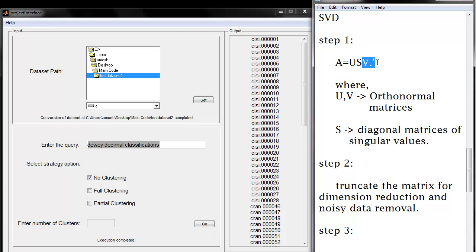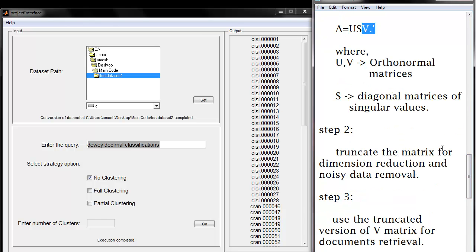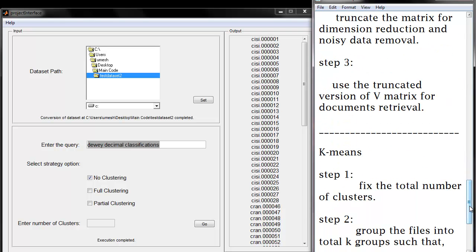Singular values are nothing but the square roots of the eigenvalues of the matrix A times A transpose or A transpose times A. Once the input document term matrix is decomposed, these matrices are further truncated by some value k. These matrices are truncated in such a way that the dimensions of the document matrix are reduced, and the part of the data that is noisy is also removed. Once the truncation of the document matrix is performed, we use the truncated version of the V matrix for document retrieval.